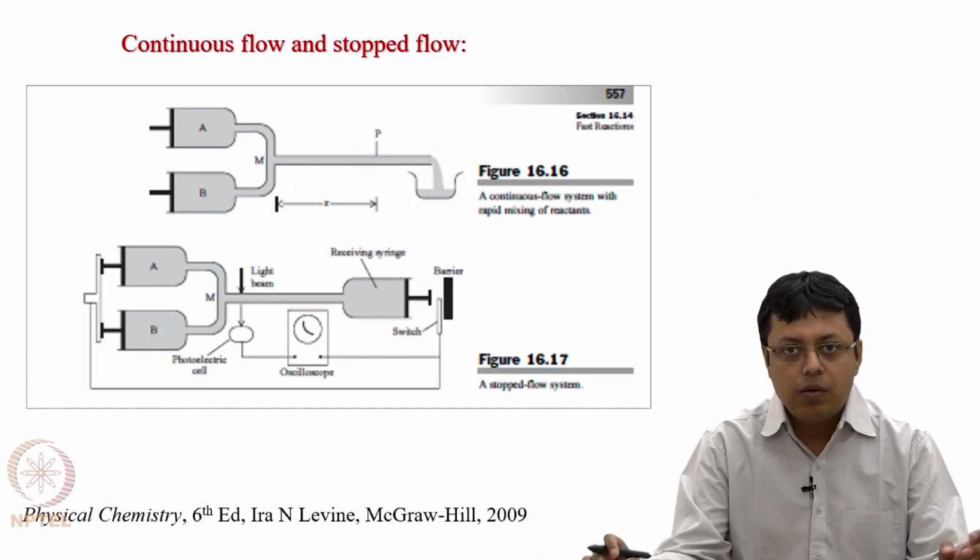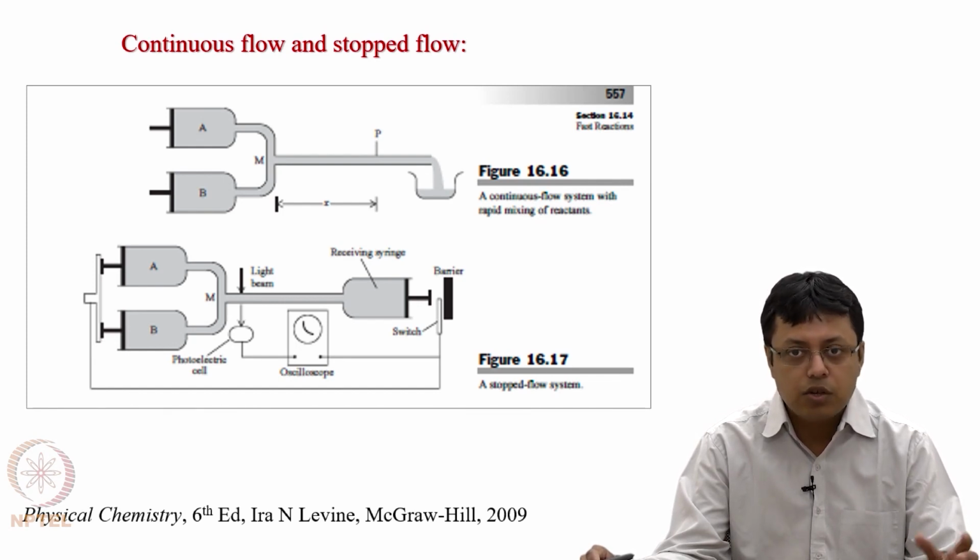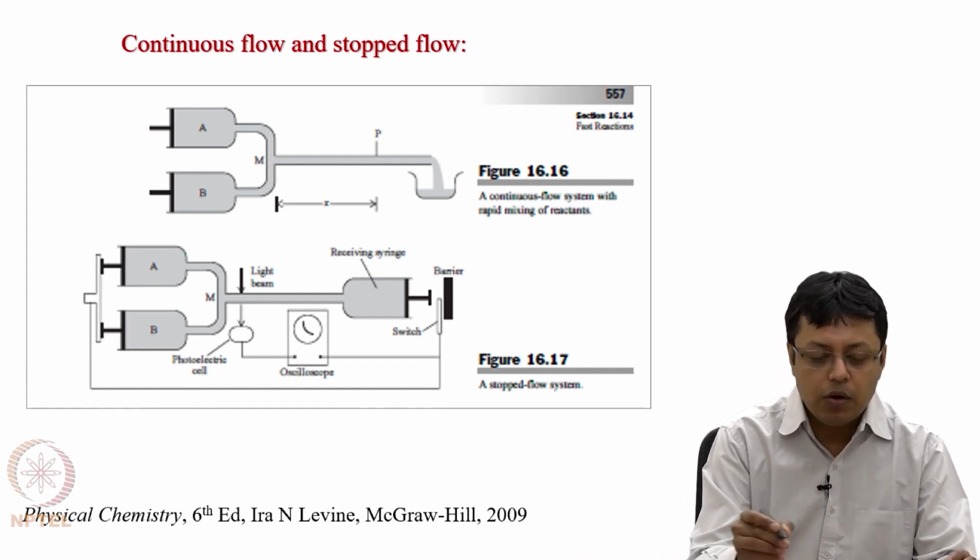So for this, there are two methods which are developed. These are usually called flow methods. Now we have two varieties of the flow method. One is known as the continuous flow method, and the other one is known as the stopped flow method. Now what is done in a continuous flow method?